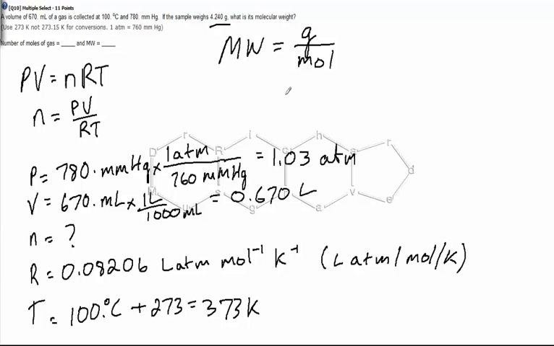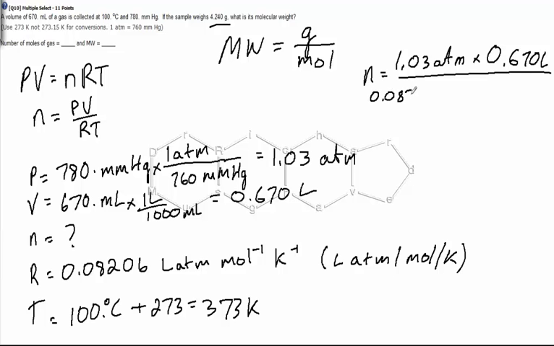Alright, so now we can go ahead and figure out our number of moles, and that will be the pressure, which is 1.03 atmospheres, times the volume, which is 0.670 liters. That's over the R value, which is 0.08206 liters atmospheres per mole per Kelvin, times the temperature, which is 373 K.